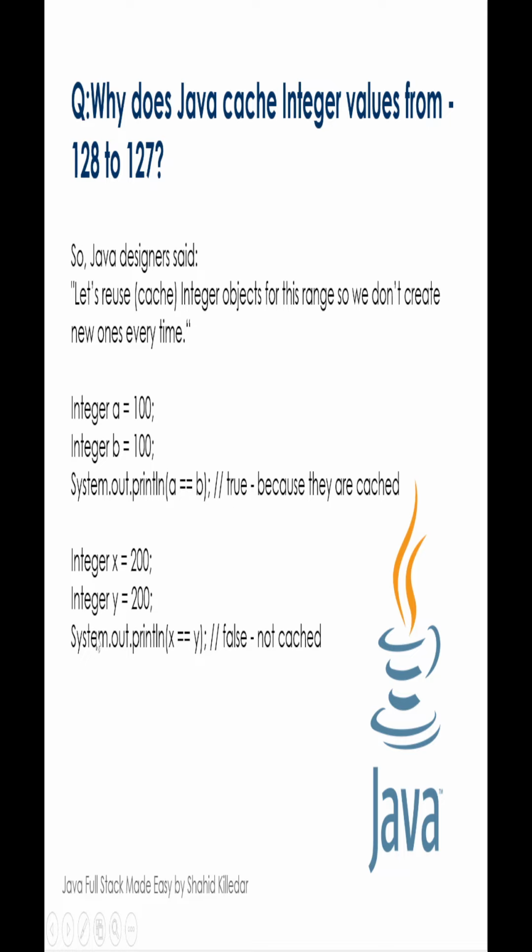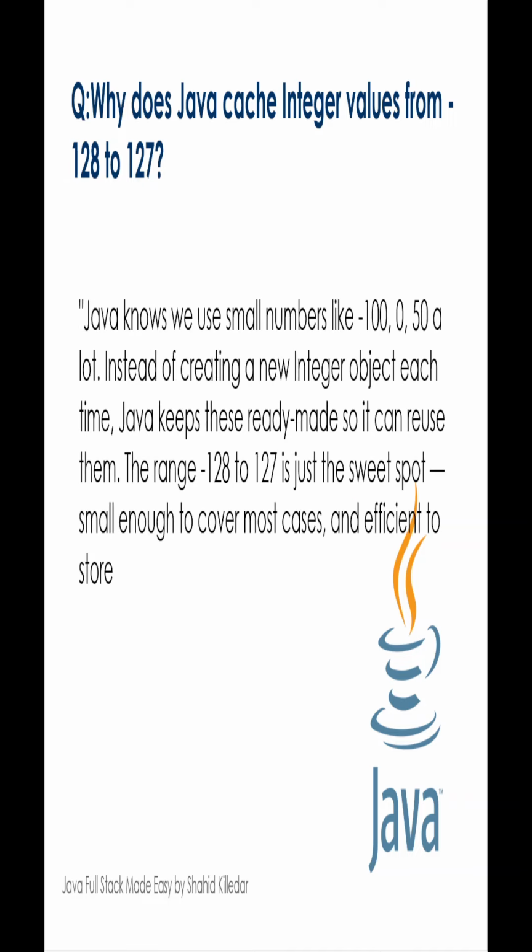And now in the same example, 200 is used, because 200 is outside that range. Java creates a new object for you, and since new objects are created, the == operator cannot check the equality of two different objects. So in this case you have to make use of the equals method. You should always make use of the equals method. You need to check whether that equals method is overridden or not to check the equality of two different objects.